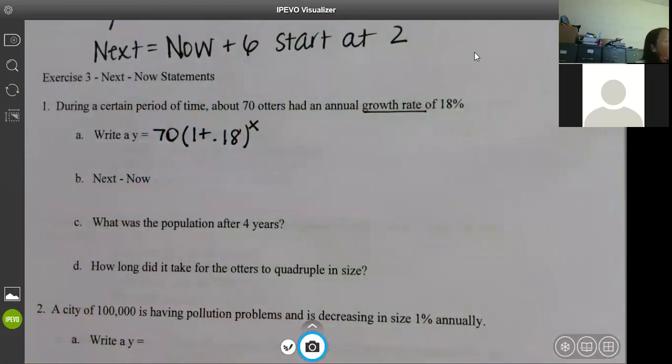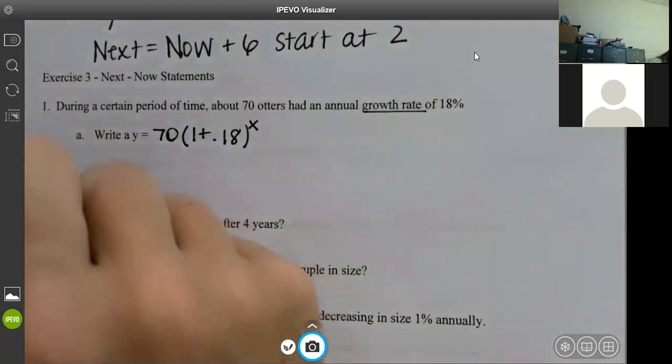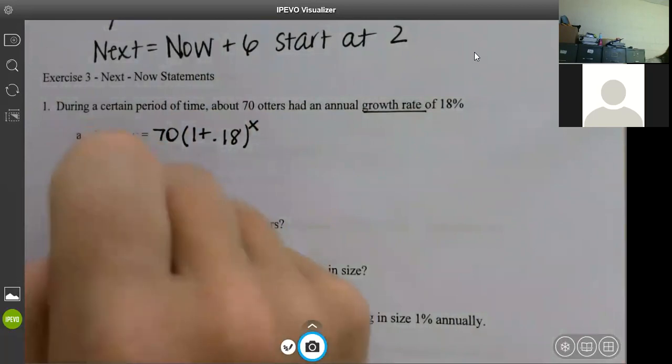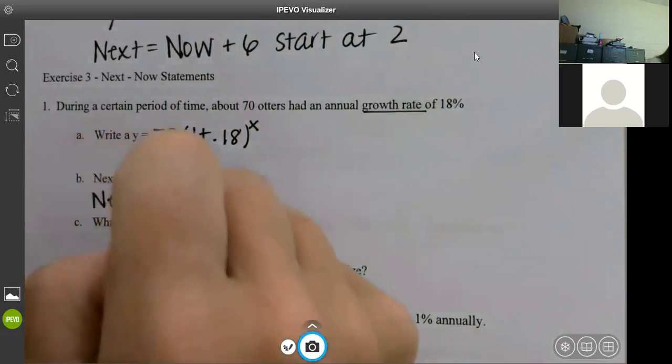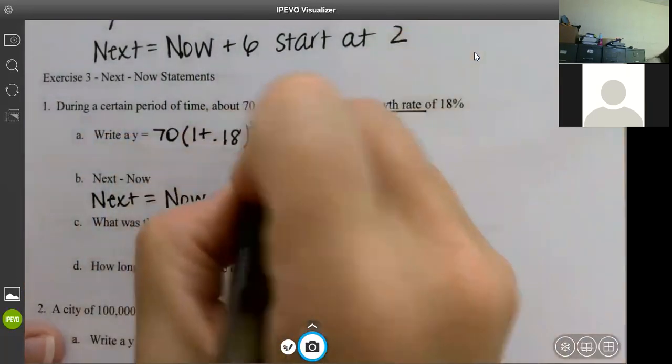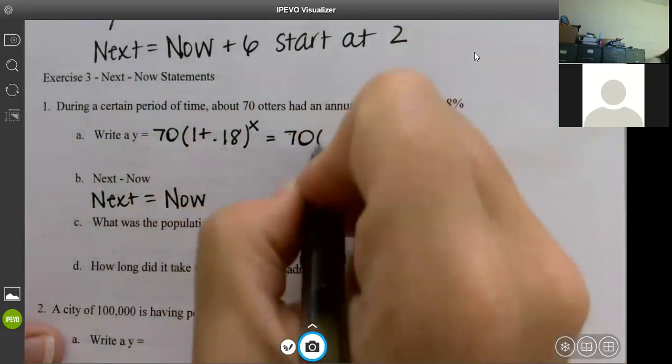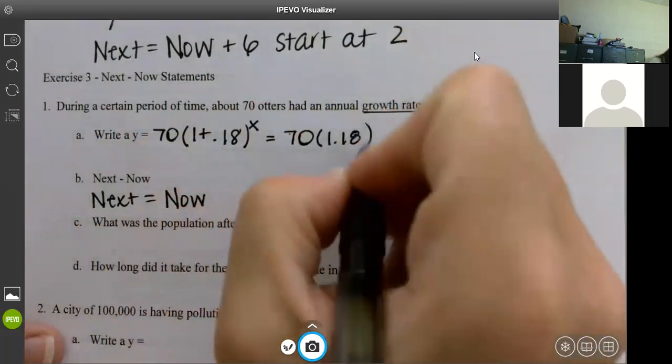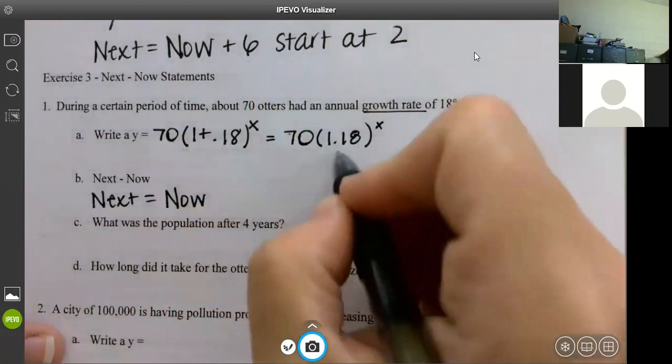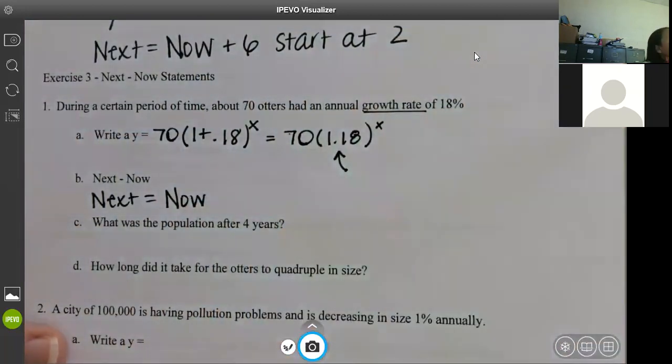All right, so your next-now, this is how it changes. When we rewrite this equation, what did we call this yesterday? What did we call that number inside parentheses? The multiplier.